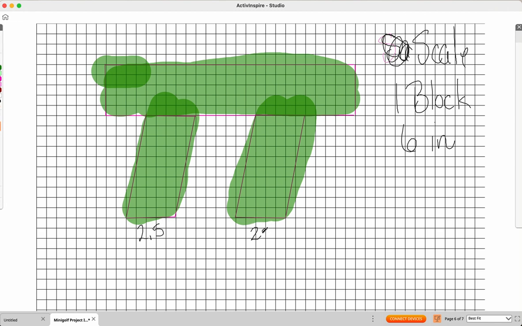This is 2.5 feet. 1, 2, 3, 4, 5, 6, 7, 8, 9, 10. So there's 10 of these. So this is 5 feet. My height is 5 feet. Same here.